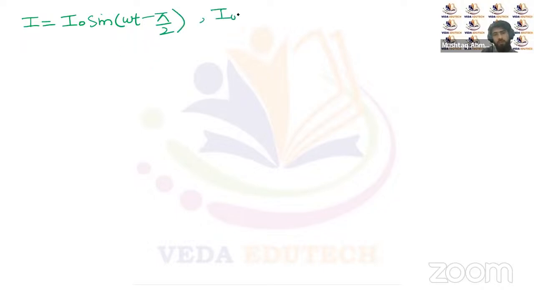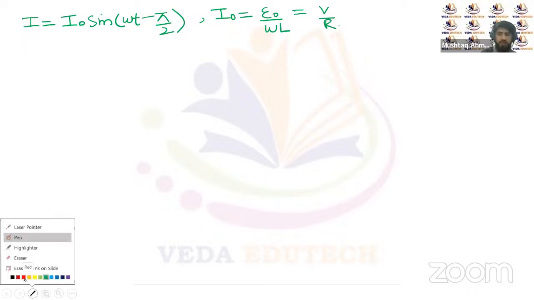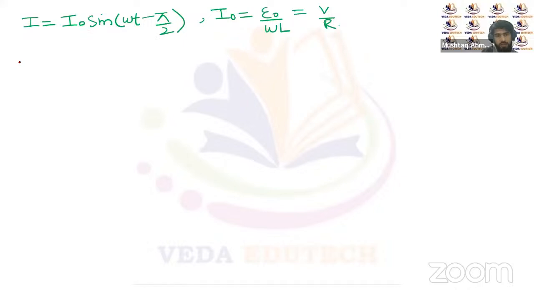We can see here, if we write this equation as I is equal to I naught sine of omega t minus pi by 2, now this I naught has the value E naught upon omega L. If we compare this I naught with voltage upon resistance, it means that this omega L actually behaves like a resistance for this inductor, and we represent it as XL, that's equal to omega L.